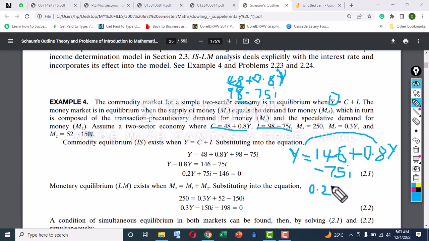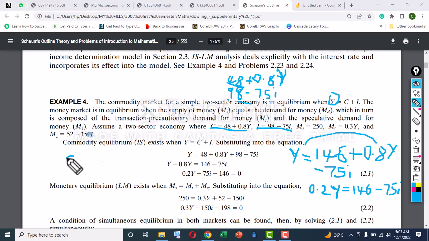It's changing to minus because it's crossing the equals sign. So 0.2i will now be equal to 146 minus 75i. So you can still rearrange, because the aim is to get simultaneous equations. And remember, simultaneous equations do have two unknowns, and the two unknowns will be on the same side.